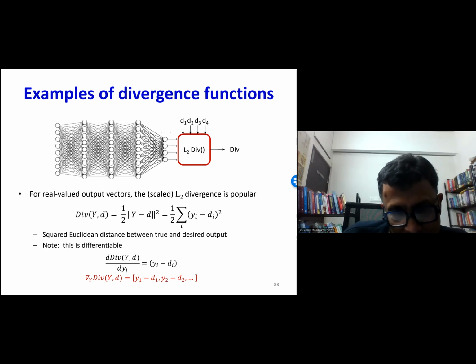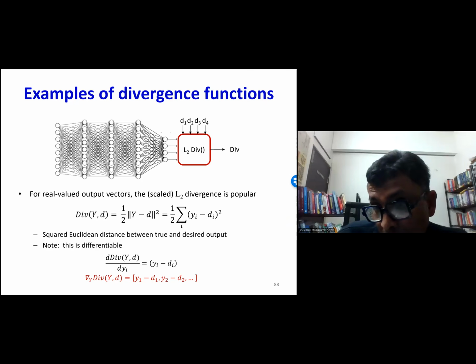Now observe that this is differentiable. The derivative of the divergence with respect to y is simply a vector of partial derivatives, and the partial derivative of this divergence with respect to any yi is simply going to be the error, yi minus di, because this 2 comes out and cancels out. And so the derivative of this divergence with respect to the output of the network is simply going to be a vector of errors. This making sense?